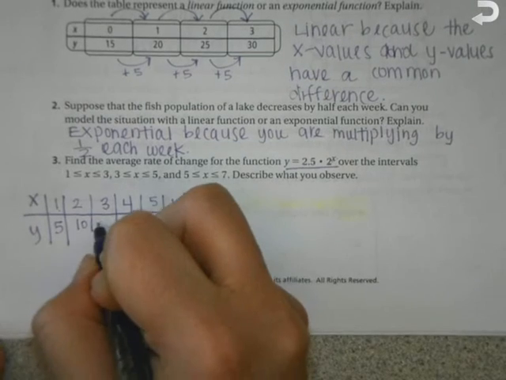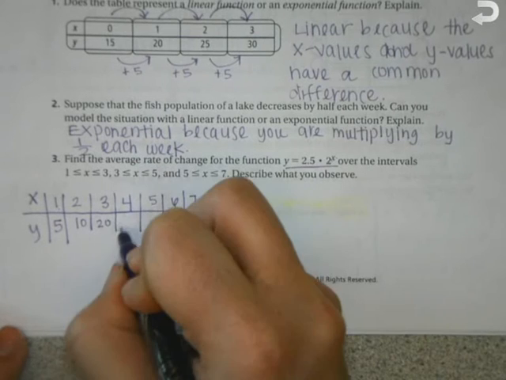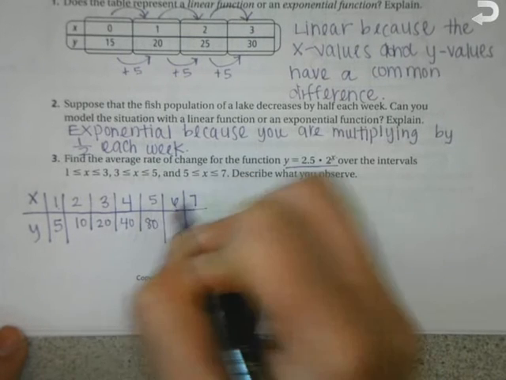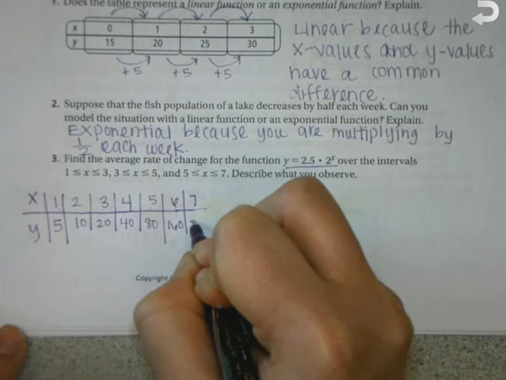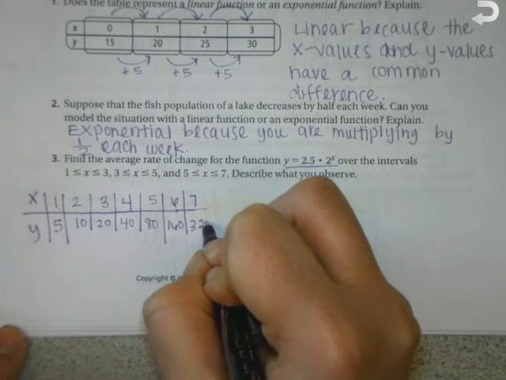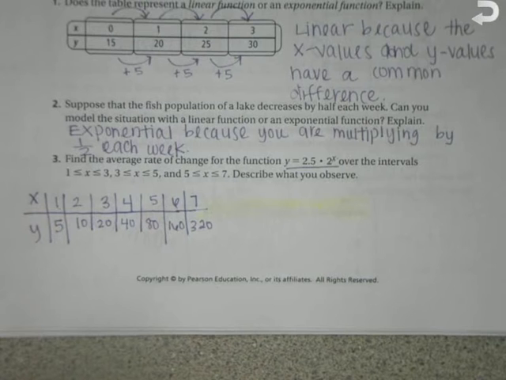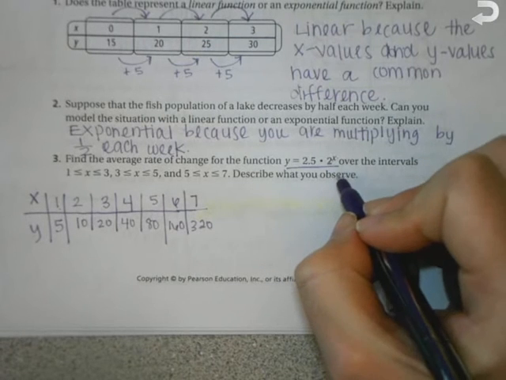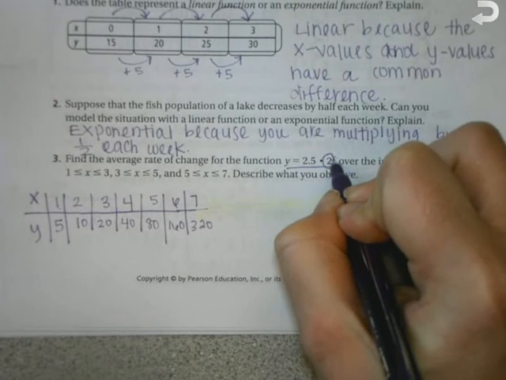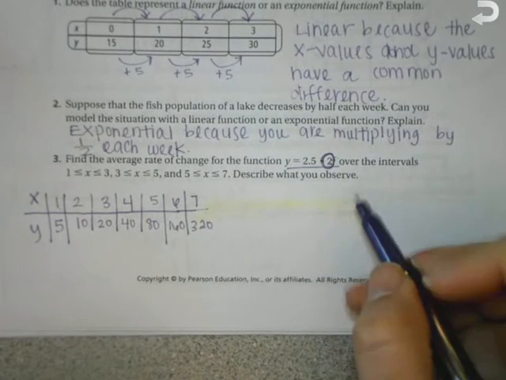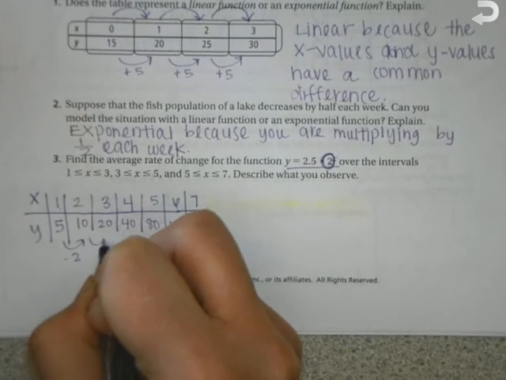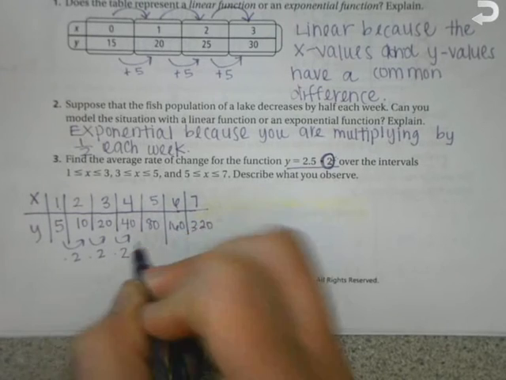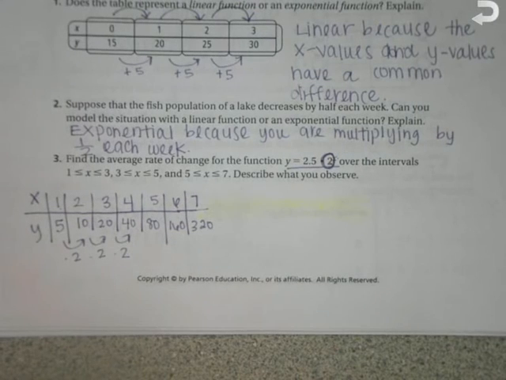The next one is 20. What would be the next one? 40. And then 80, 160, and 320. How could I do that without having to plug it in every single time? Yeah, look at the equation. What does the equation say our ratio is? 2, which means you multiply by 2 each time. Shortcut, right? Okay.